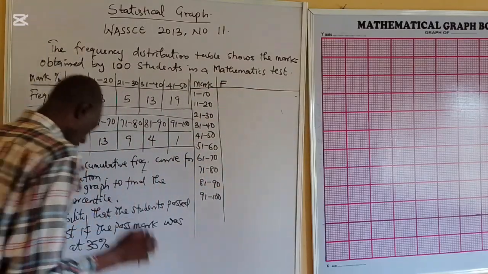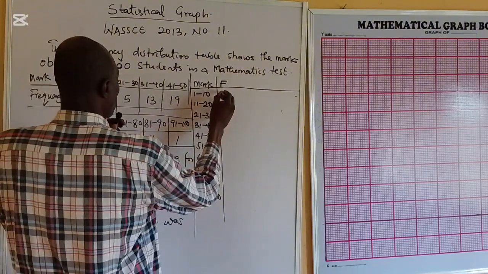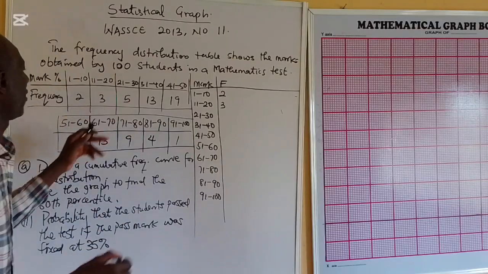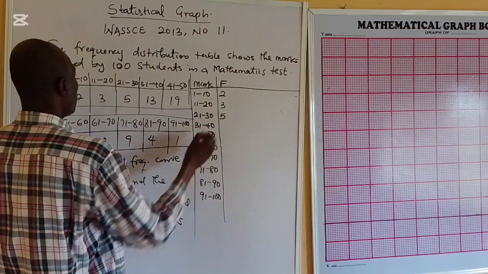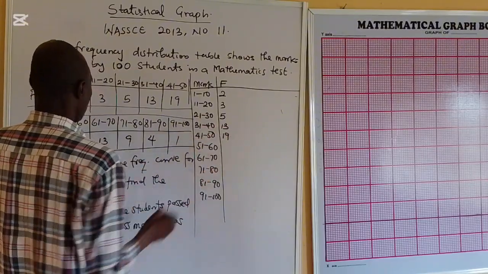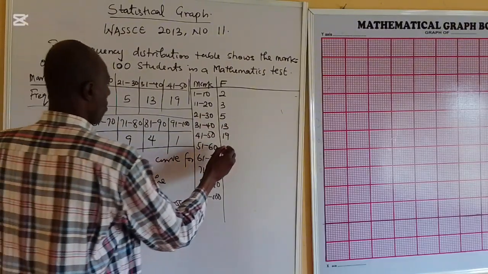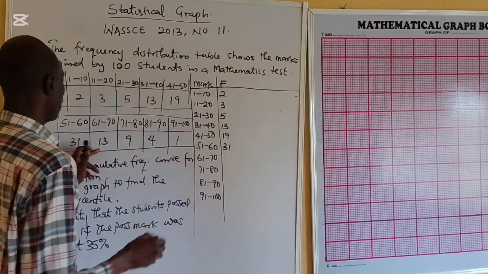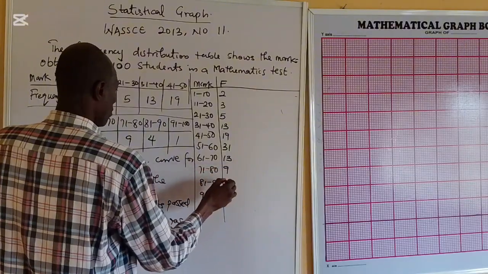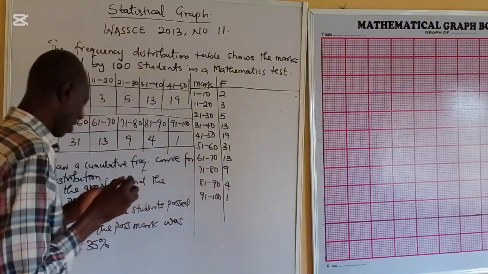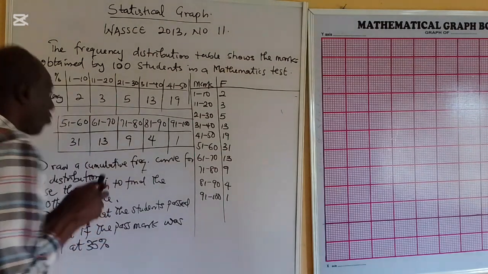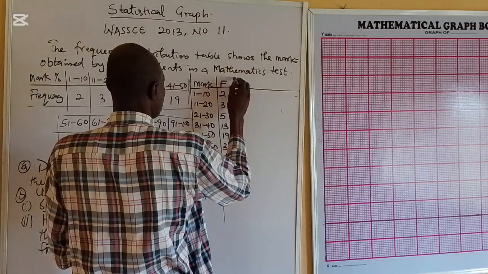What is the frequency? The frequency there is 2. Here is 3. Here is 5. Here is 13. Here is 19. Here is 31. Here is 13. Here is 9. Here is 4. And here is 1. So what are we going to look for now? We are looking for the cumulative frequency.